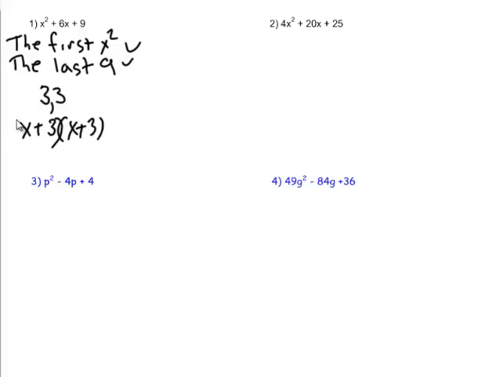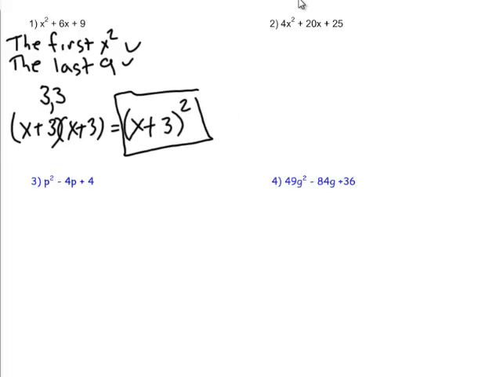Again, I see they're the same exact thing, so we can write this as x plus 3, quantity squared, and we need to do that. Okay, so number 2. Look what I've given you here. There's something in front of the x squared.